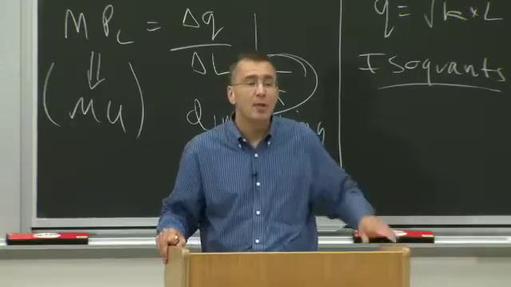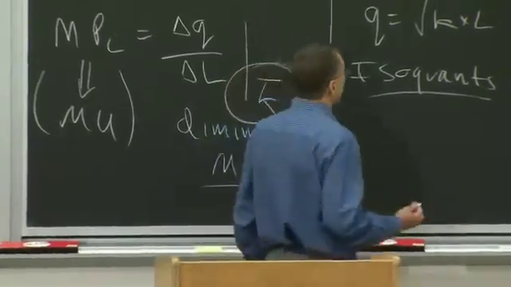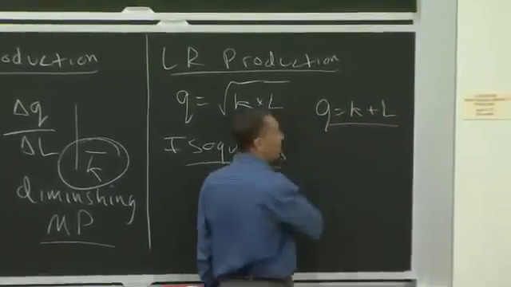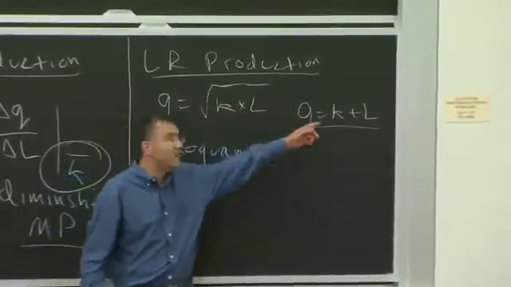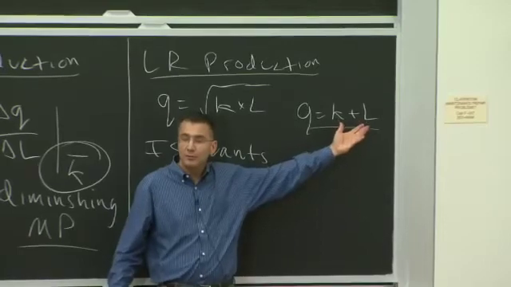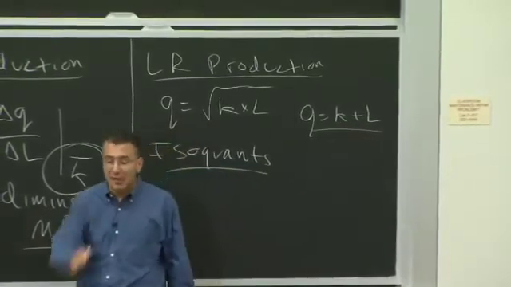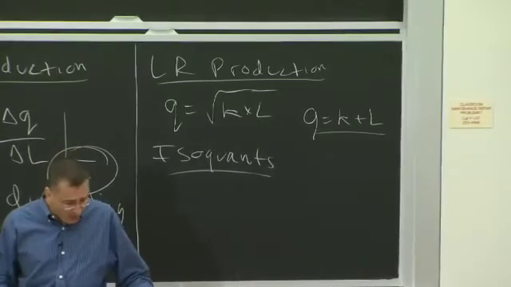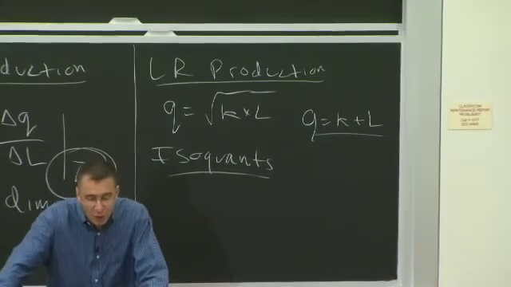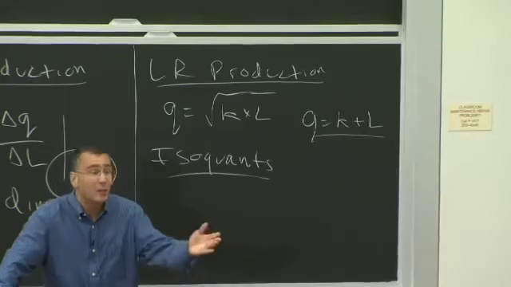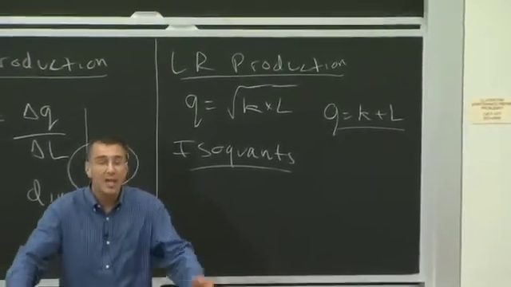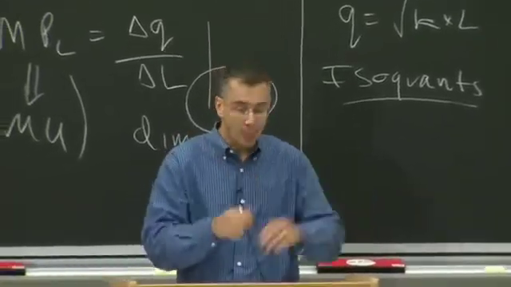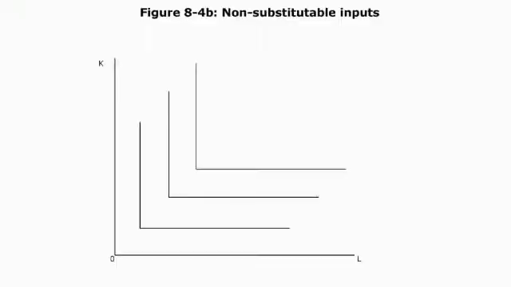Perfectly substitutable inputs would be something like Q equals K plus L. You don't care if it's K or L, you just care about the total. That would be a linear isoquant. On the other hand, let's think about goods which are not at all substitutable, like cereal and cereal boxes. The cereal doesn't do any good unless you have a box to put it in. The box doesn't do anything unless you have cereal to put in it. That would be like figure 8.4b.